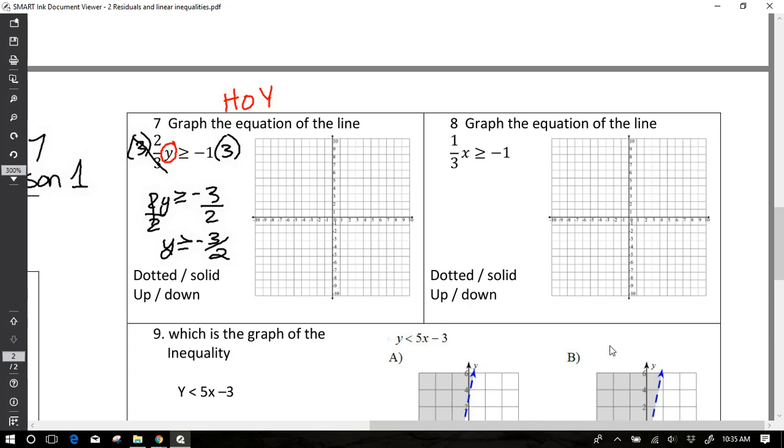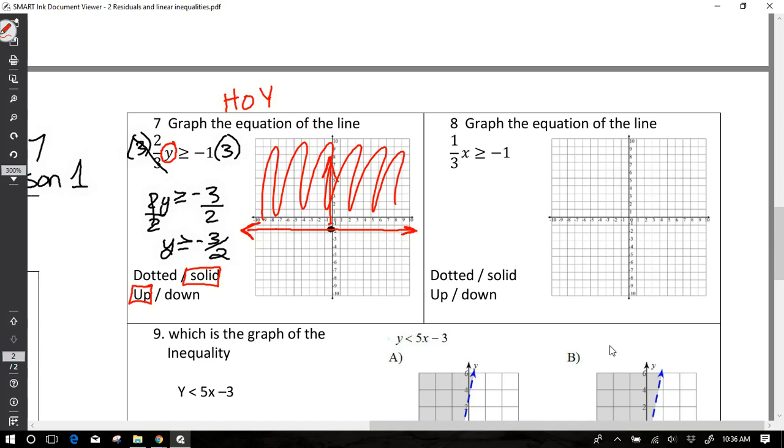So let's decide up or down. This is a greater than, so it will shade up, and there's a line under it, so it will be solid. So what I'm going to do is I am going to go on the y-axis to -3/2, which is the same as -1.5 right here. And now I am going to draw a solid horizontal line with a zero slope, and my shading needs to go up. So here is the shading, and that's all there is to that.